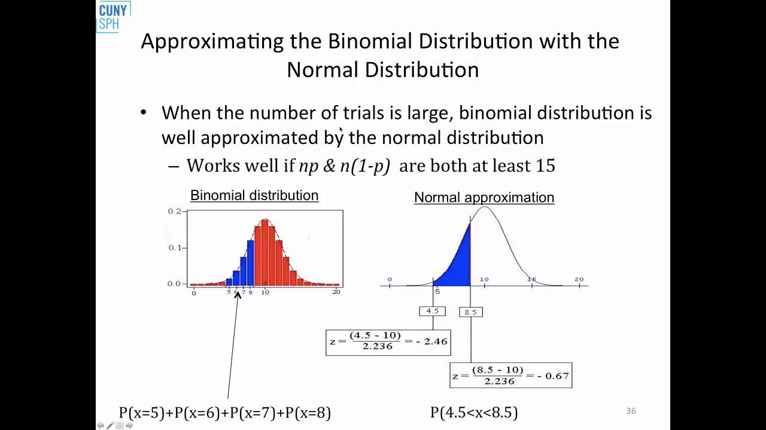When the number of trials is large, this approximation is very good. And if these products, n times p and n times 1 minus p, the expected number of successes and failures, are both at least 15, which is just one rule of thumb, then you get a binomial distribution that matches pretty closely to the normal distribution.